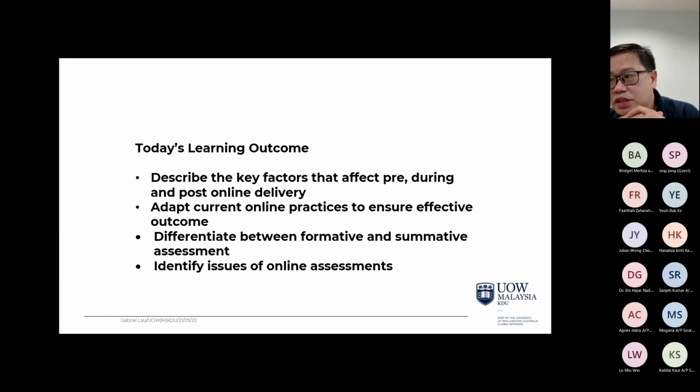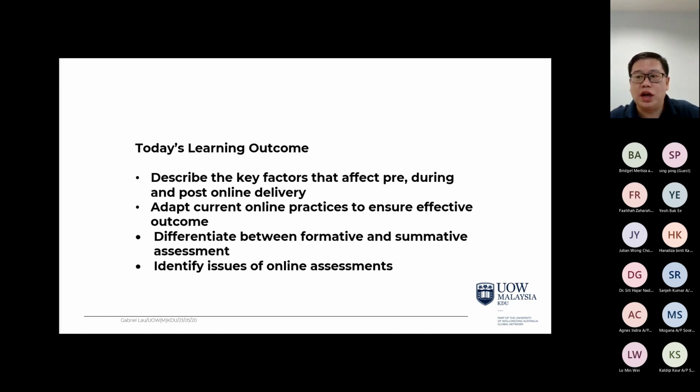Okay, the importance, for me, I'm a strong advocate of formative assessment and anything to do with formative, because once formative is there, and it is done in a proper manner, then the summative side will normally fall in place.